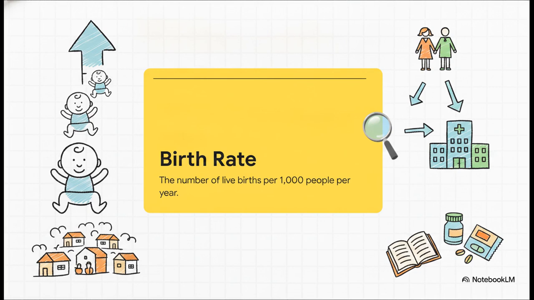Section 1. The math of population. To really understand the bigger trends shaping our world, we first have to look at the birth rate, which is defined simply as the number of live births per 1,000 people per year. This one metric tells us so much about a society's development.